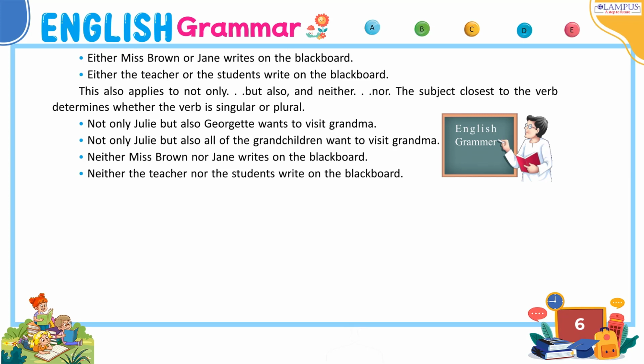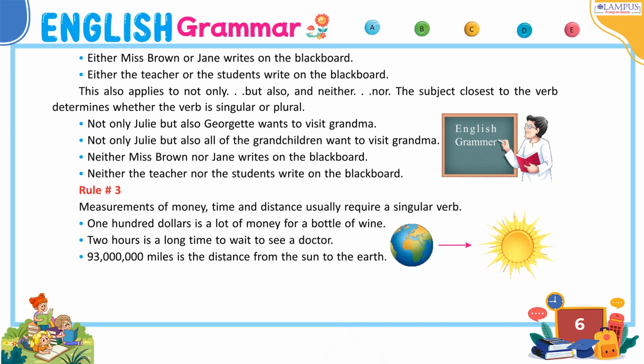This also applies to not only, but also, and neither, nor. The subject closest to the verb determines whether the verb is singular or plural. Not only Julie but also Georgette wants to visit grandma. Not only Julie but also all of the grandchildren want to visit grandma. Neither Miss Brown nor Jane writes on the blackboard. Neither the teacher nor the students write on the blackboard.